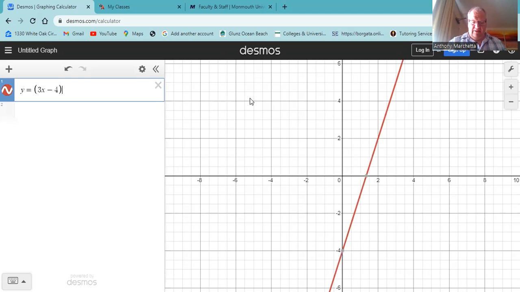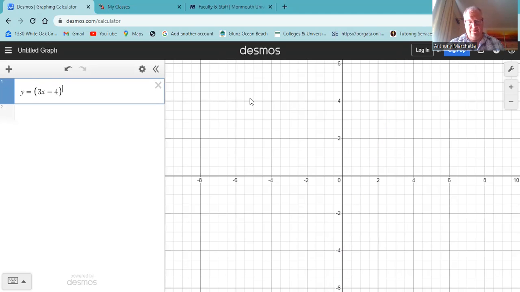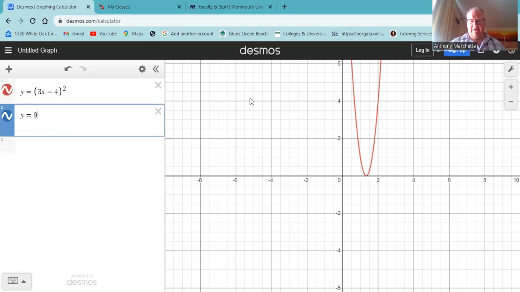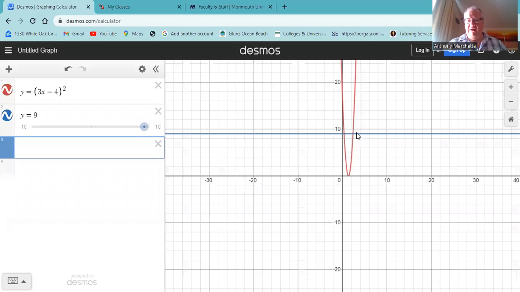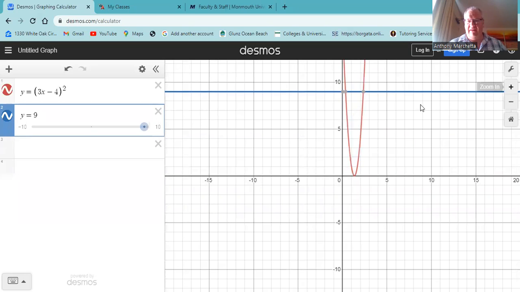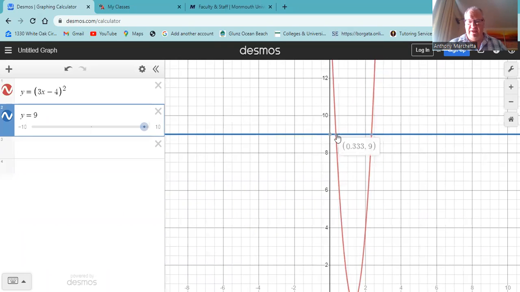(3x minus 4) quantity squared. And then the other thing is y equals 9. So we do that, zoom out, where do they cross? Here they are, what are the answers? The first one is, let me get a little bit closer, I can't tell if it's the intercept or what. The first one is 0.333, you know that's 1/3. The last one is 2.333.